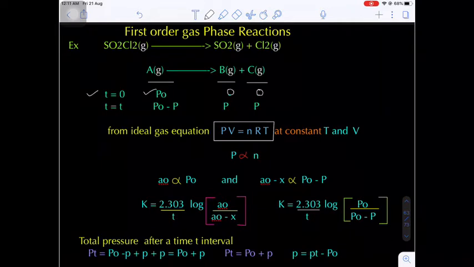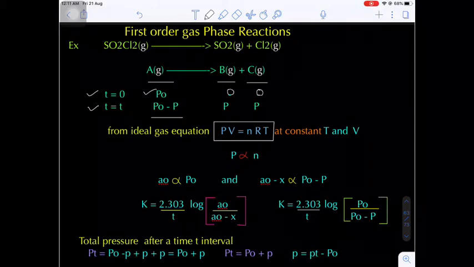Let's suppose at a time interval T, what happens? Let's suppose P atmosphere or mm of A decomposes to give B and C products. So what is the partial pressure of reactant A at a time interval T? P0 minus P. And what are the partial pressures of B and C at a time interval T? P comma P, because of the 1:1:1 ratio.